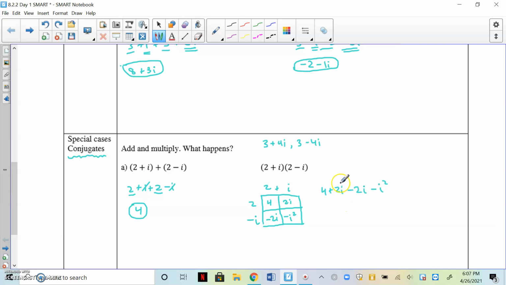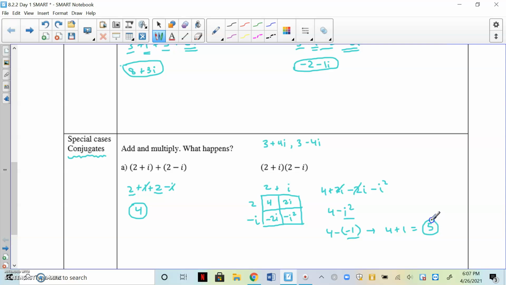So right away we should notice that 2i minus 2i will cancel out. So we end up with 4 minus i squared. I don't want to see any i squareds in your answers. You have to simplify those. We know that i squared is equal to -1, so you've got to replace i squared with -1 every time you see it. So 4 minus -1, that's the same as 4 plus 1, which is 5.